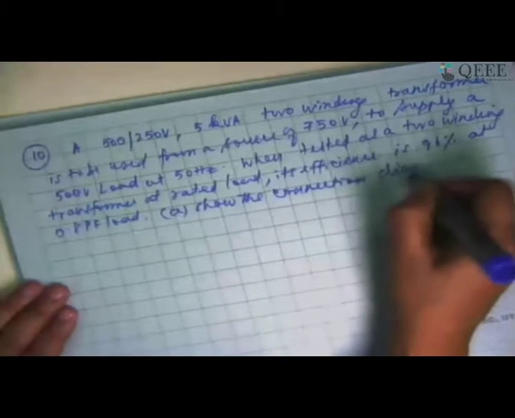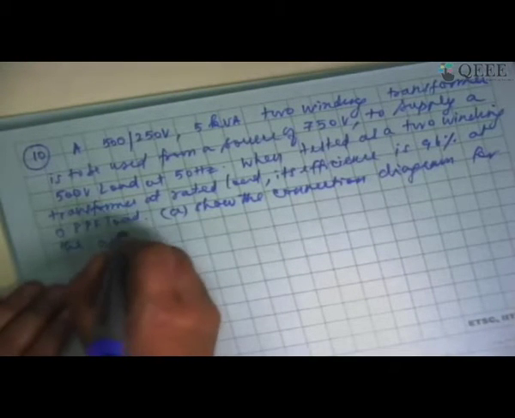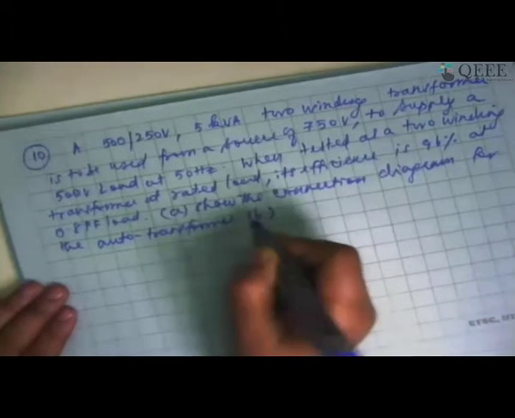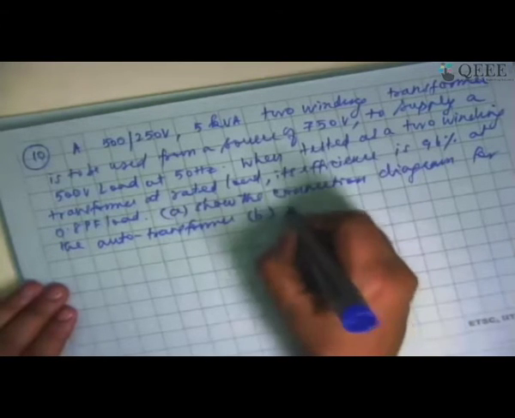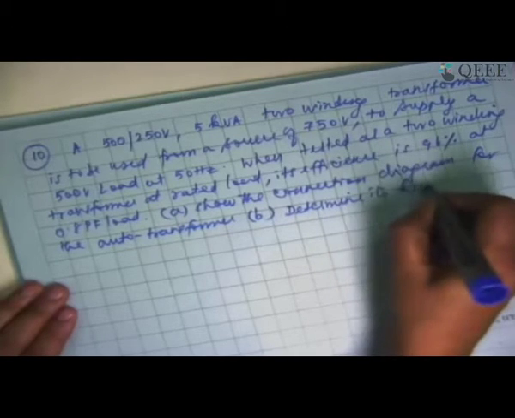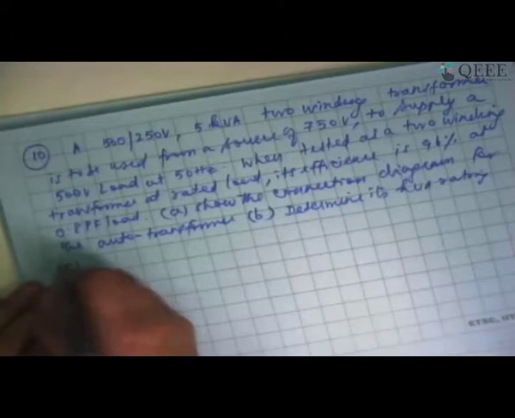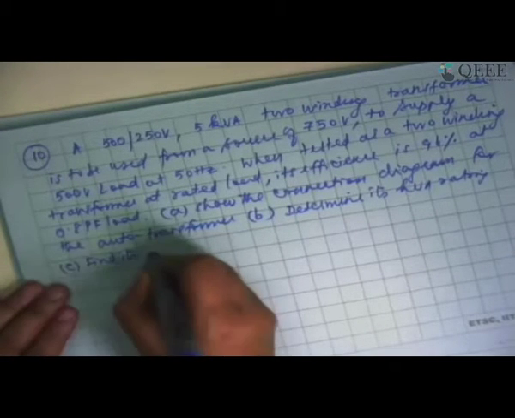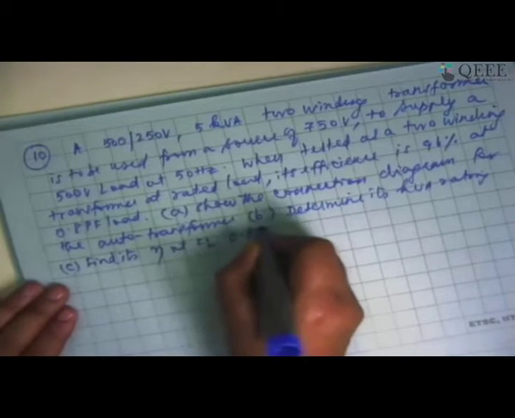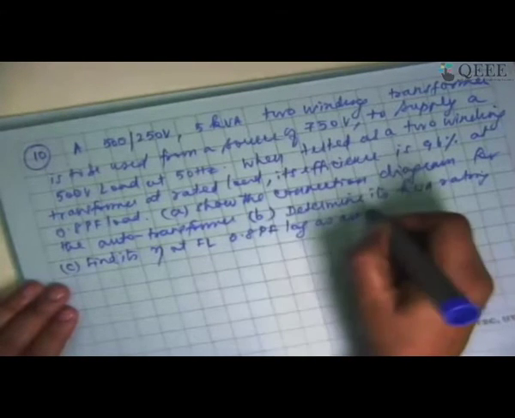For the auto transformer. And B, determine its kVA rating. Third, find its efficiency at full load, 0.8 power factor lagging as an auto transformer.